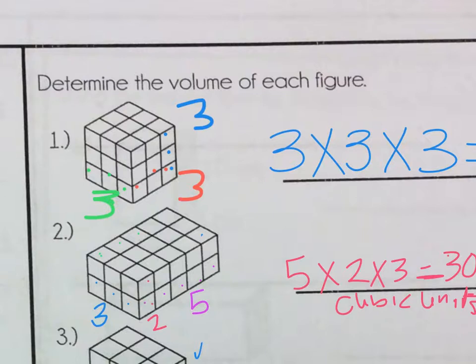1, 2, 3, 4, 5, 6, 7, 8, 9, 10, 11, 12, 13, 14, 15. Okay, 15. Well, that's the top row. If I know there's 15 in the top section, what's going to be in the bottom section? 15. So it's going to be 30 cubes. Is that what we found here? Yes. Okay, next one.